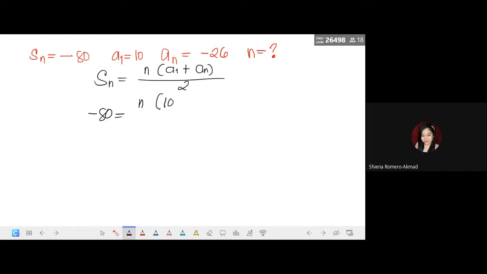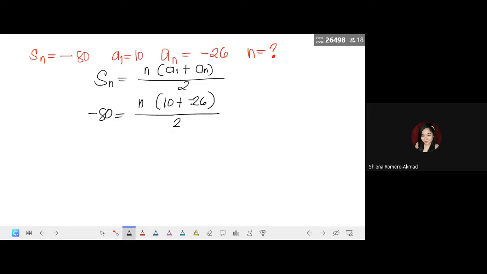First term natin is positive. Second term natin is negative. So, automatic na yan. Magma-minus ka. Kung gusto nyo, gawin natin ganyan, para makita nyo pa rin yung sign. Plus negative 26 divided by 2. Okay? Tingnan muna natin, no?